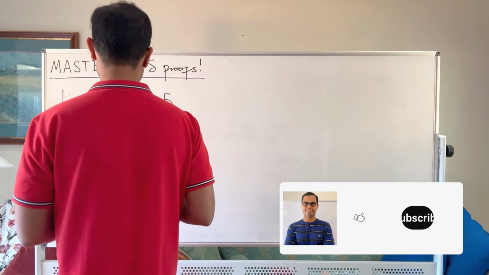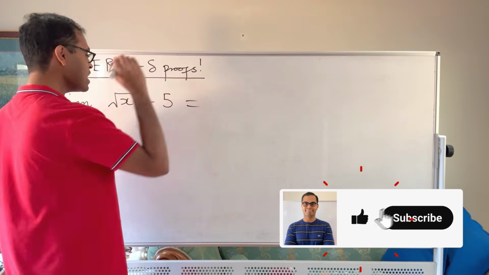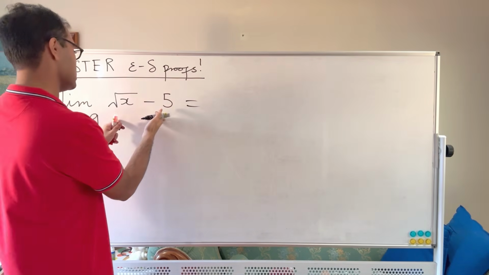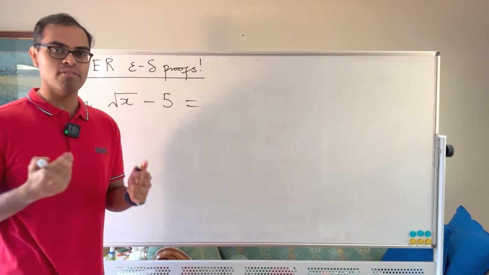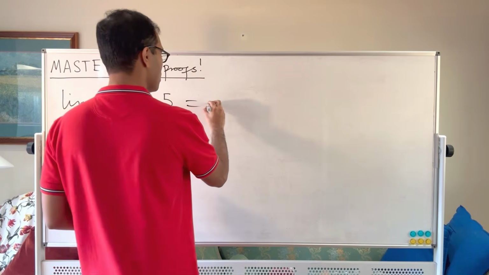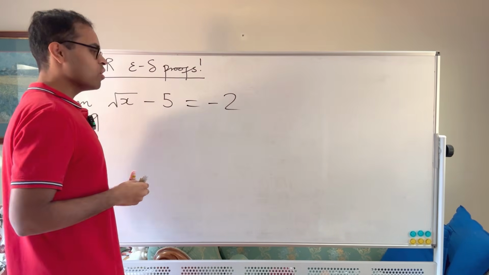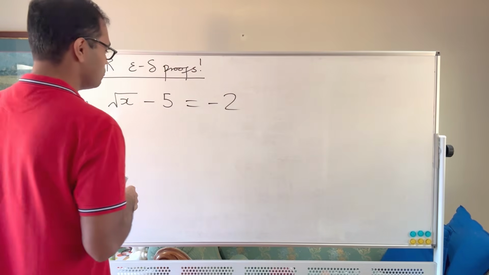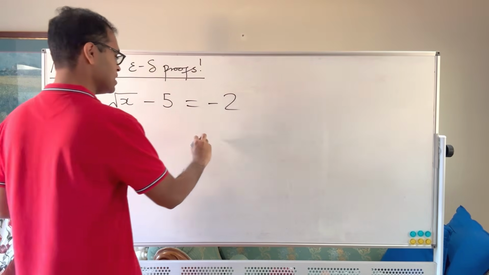So we're going to get the limit as x goes to 9 of root x minus 5. Again, when x is exactly 9, because this is a continuous function, you get the square root of 9 minus 5, which is 3 minus 5, which is equal to negative 2. That's going to be our limit value, and now we have to rigorously prove it. I'm just going to steamroll through this.